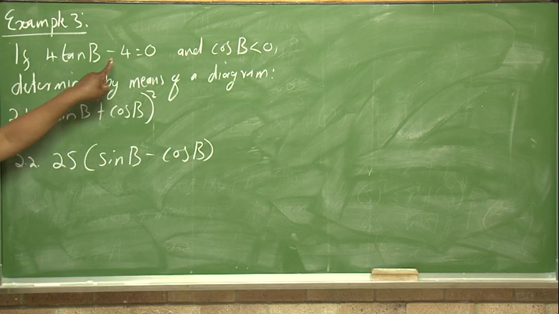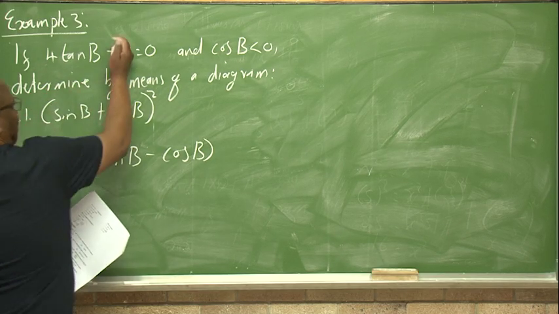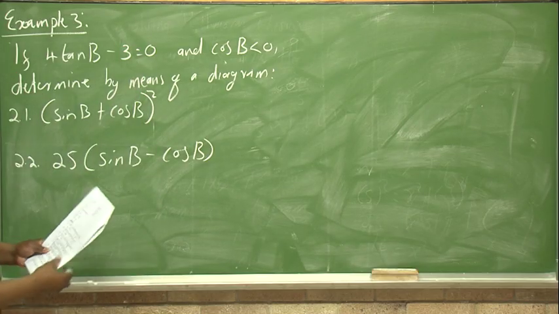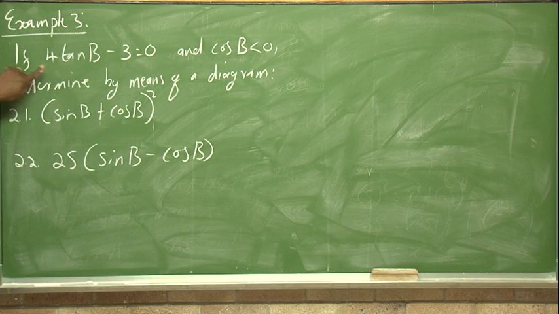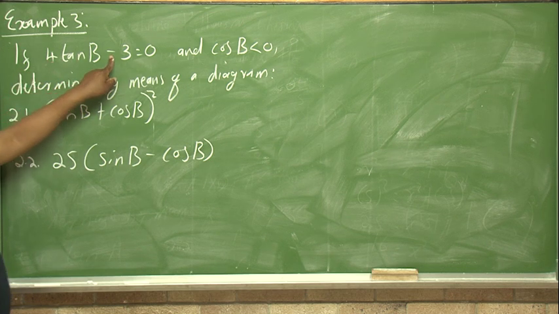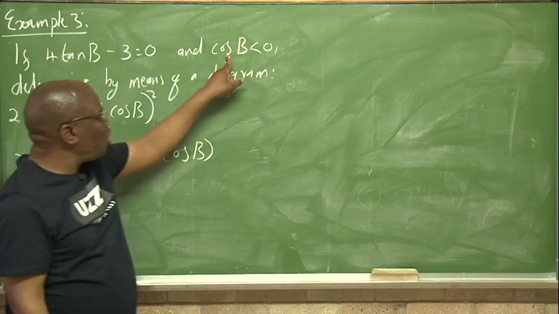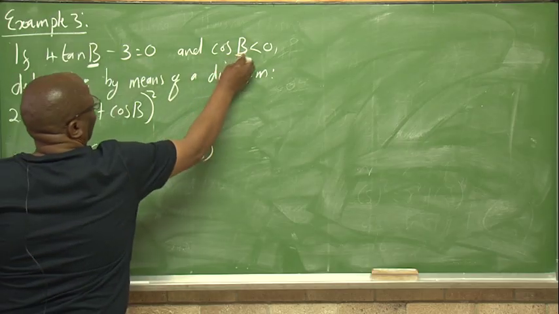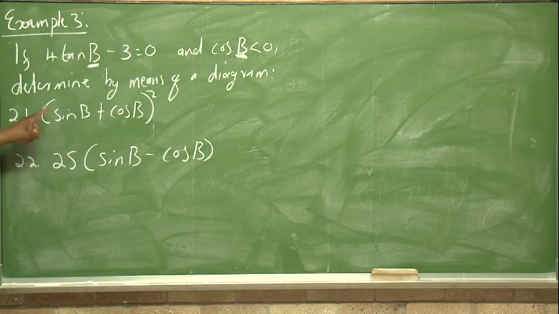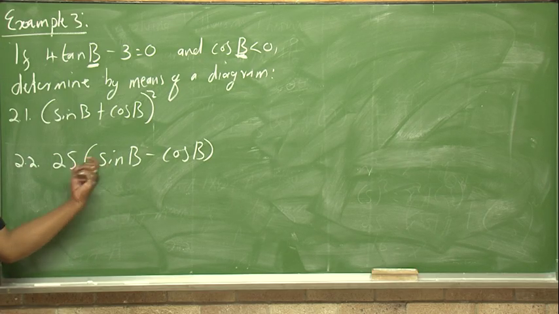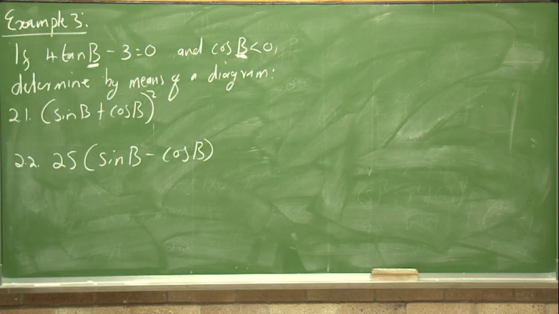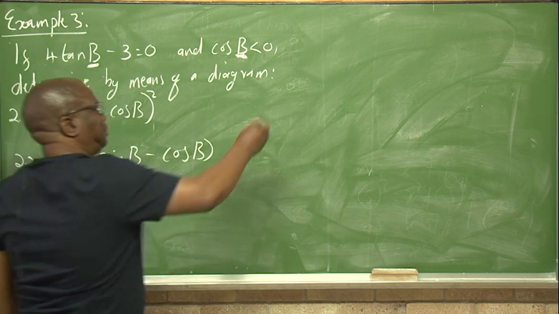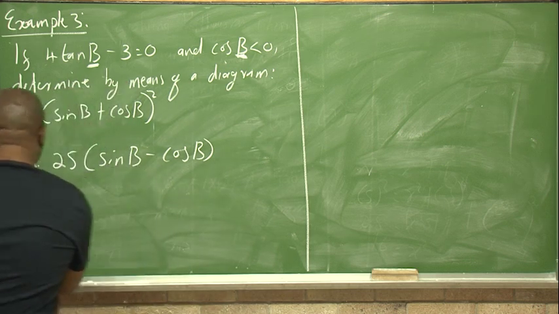If 4 tan b minus 3 is equal to 0, and the cos of b is less than 0, our reference angle here is b. We talk about angle b, that is the reference angle. Determine by means of a diagram: 2.1, sine beta plus cos beta, all squared. 2.2, 25 times the sine of beta minus the cosine of beta. Let's go. Where do we start? Now we start with our solution.